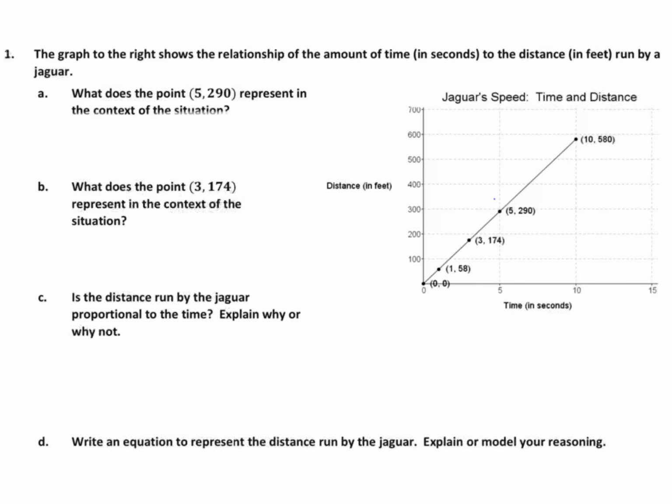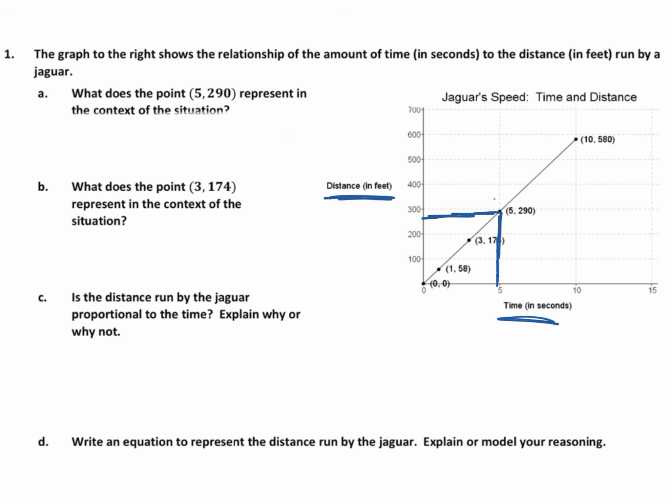The graph on the right shows the relationship of the amount of time in seconds to the distance in feet, run by a jaguar. A. What does the point (5, 290) represent in the context of the problem? So the 5 corresponds to the time, and the 290 goes along with the distance.